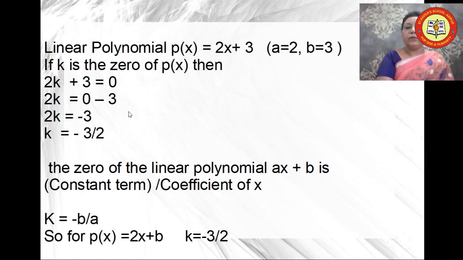We have a formula to find the zero of the polynomial, and in short the formula is k equals minus b by a. Now what is minus b by a? Here I have already mentioned that b for the given polynomial is 3 and a is equal to 2. So we write k equals minus b by a, substitute the values. So k is equal to minus 3 by 2. Using this formula also you can find the zeros of a linear polynomial.